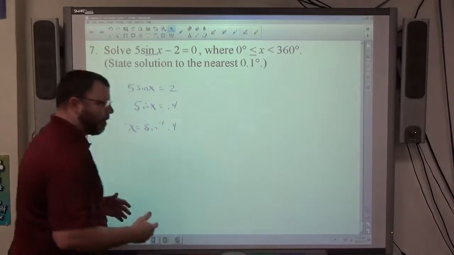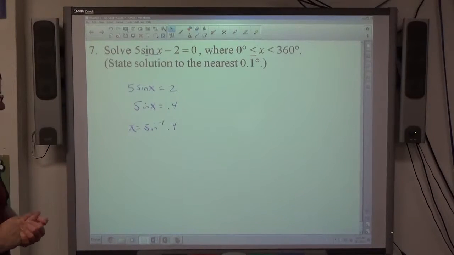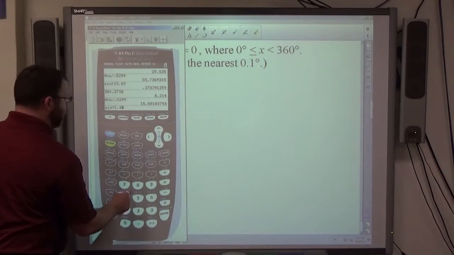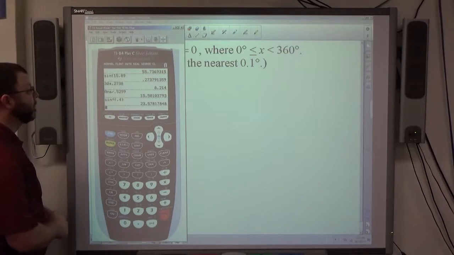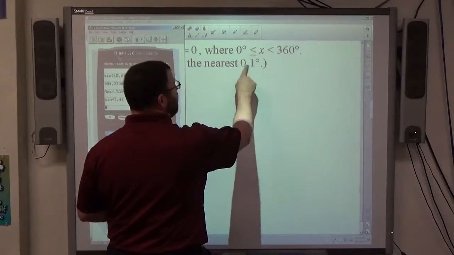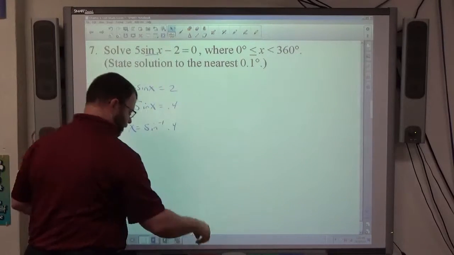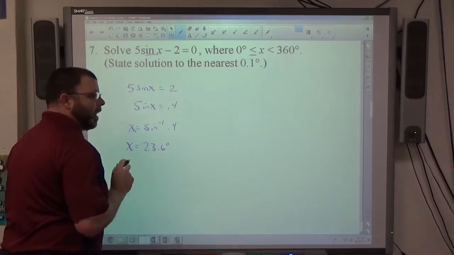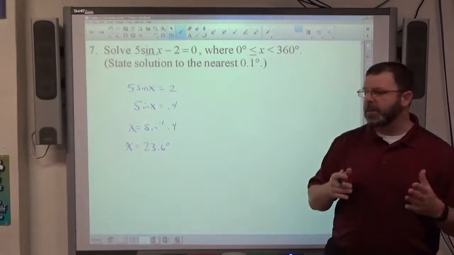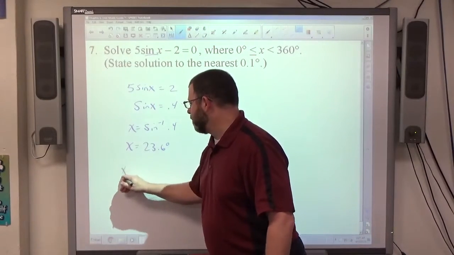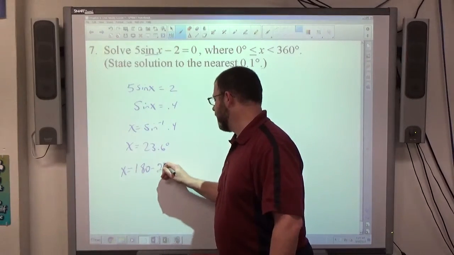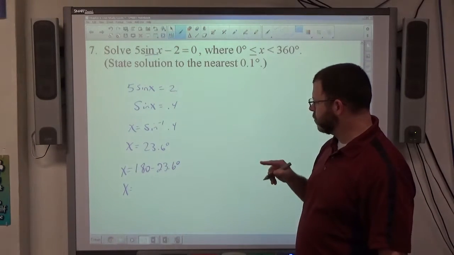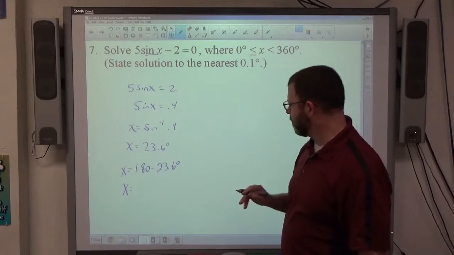Okay, our calculator's programmed to find the answer in the first or fourth quadrant for inverse sine. In this case, it's the first quadrant, so if I do inverse sine of 0.4, I get 23.57817848. It says round to the nearest tenth, so 23.6 degrees. In sine, the other answer is always going to be 180 minus the answer we just got. So it's going to be 156.4.